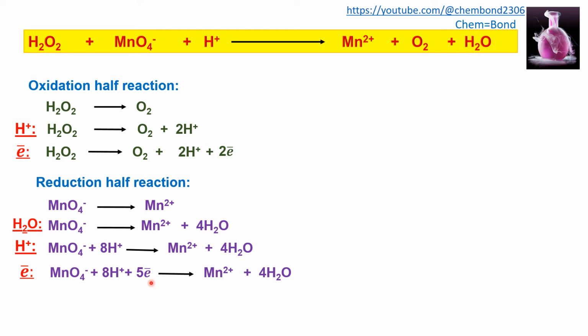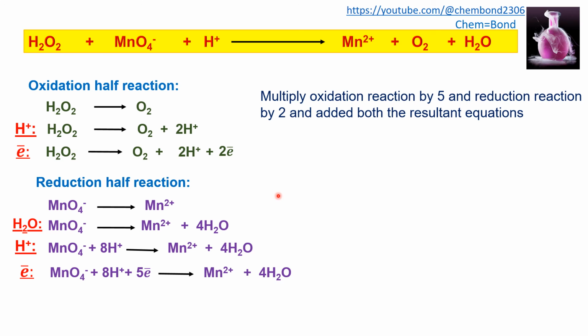Now we will equalize the number of electrons in both reactions by multiplying to the same number. So it will be multiplied by 5 and the other by 2 in order to convert it to the same number. So this equation will be multiplied with 5: hydrogen peroxide is converted to 5 oxygen and 10 H ions and 10 electrons.